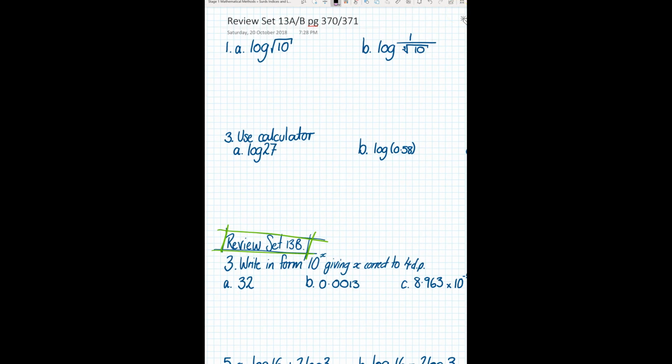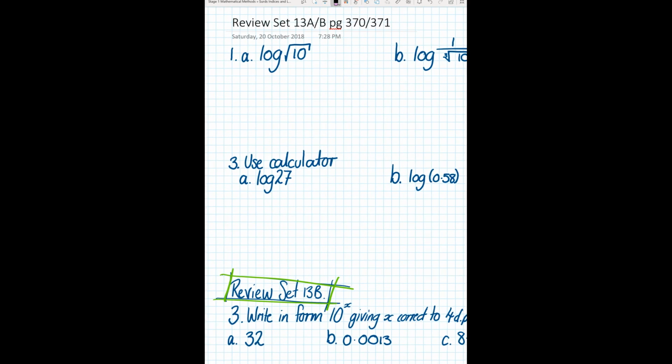Okay, so now we're going to look at review set 13A and 13B from page 370 and 371, and start with question 1. So the log of square root of 10 actually says, what do I need to raise 10 to in order to get the square root of 10? So we can rewrite this as the log of 10 to the power of a half, and the log of 10 to the power of a half is a half.